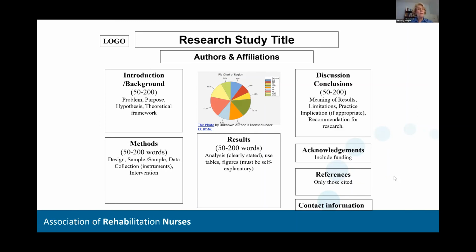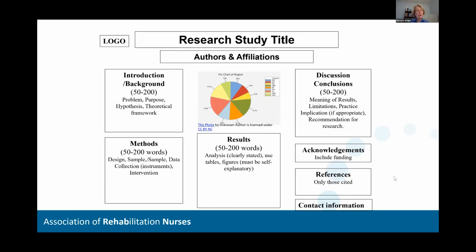The logo may well be your health system. Healthcare system could be a university. It depends where you're coming from and whether they are okay with you using the logo. So that's another thing you would have to check out. But if you've done a QI project in your organization, they're going to want their logo on there.